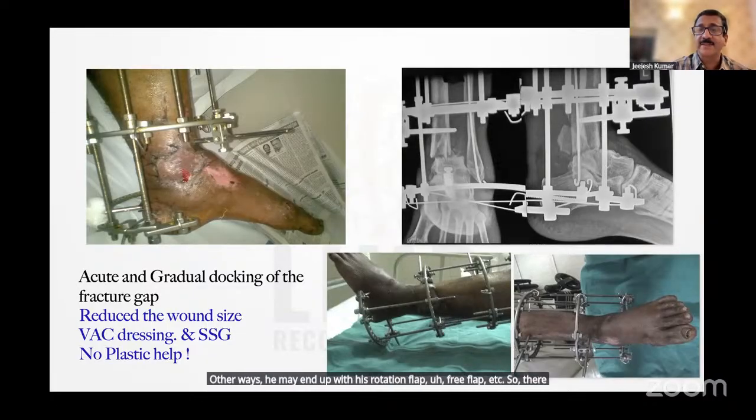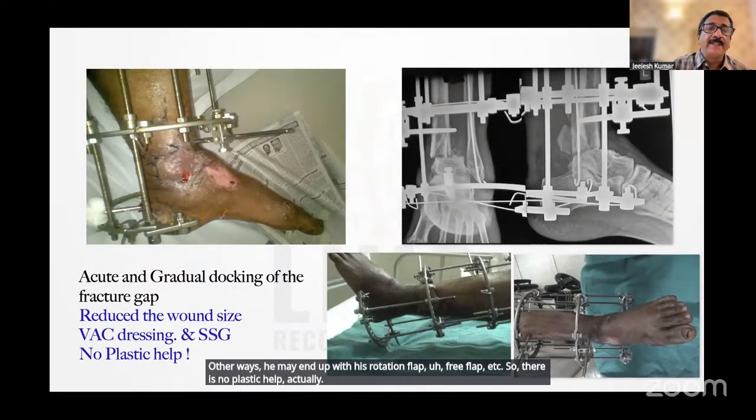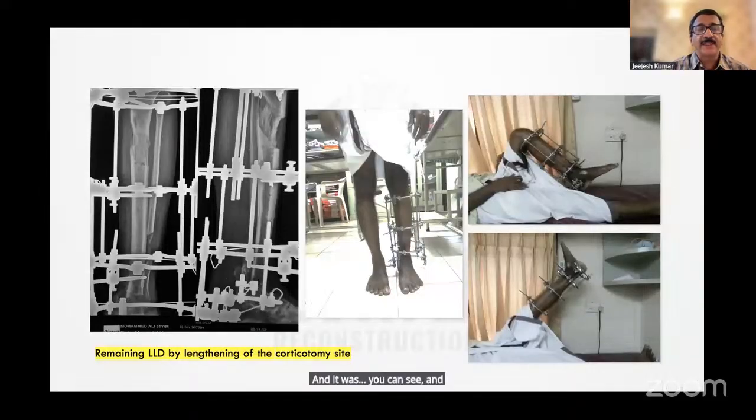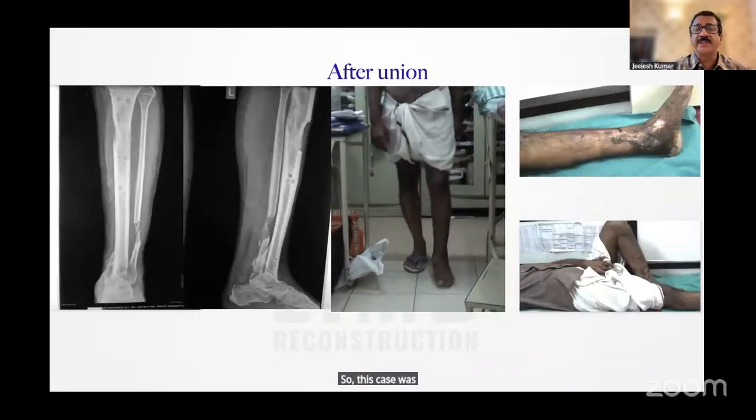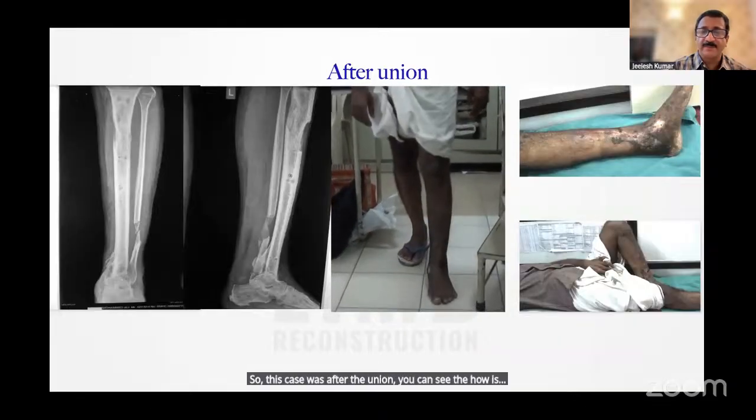So there is no plastic help actually. And you can do a lengthening at different sites so that you can maintain the limb length. In this case, after the union, you can see how he is walking.